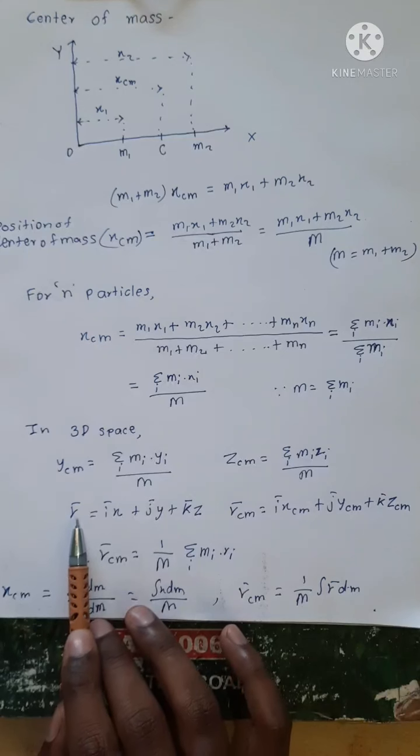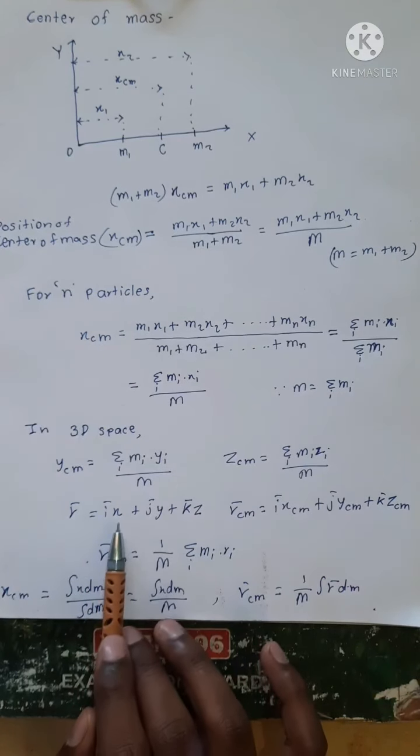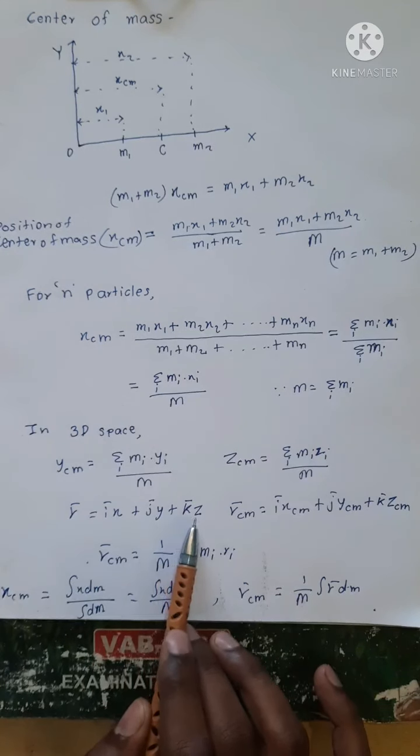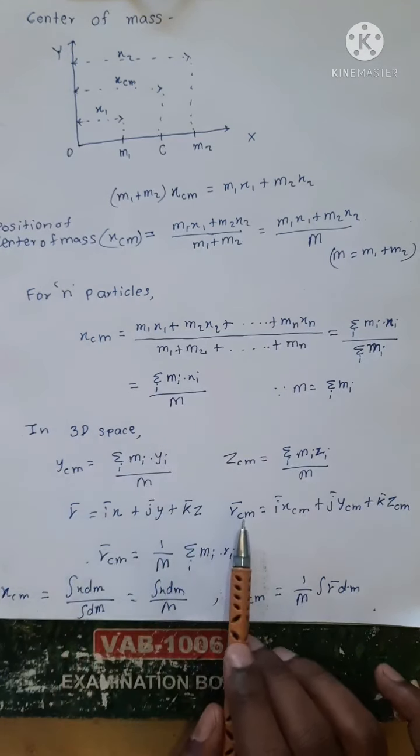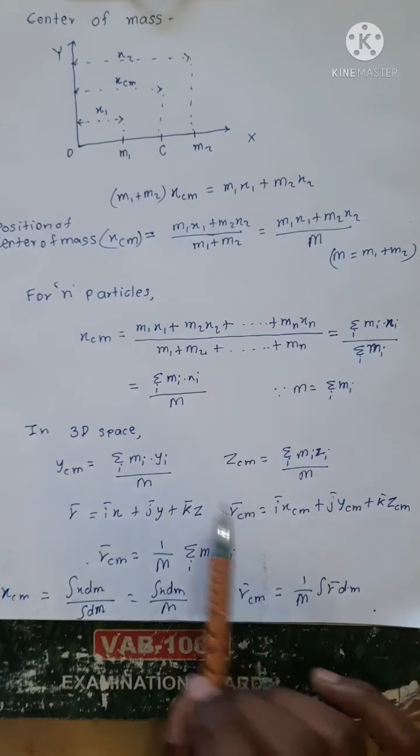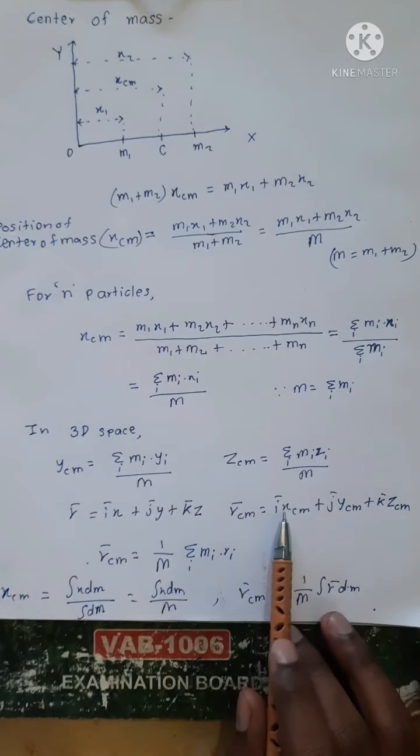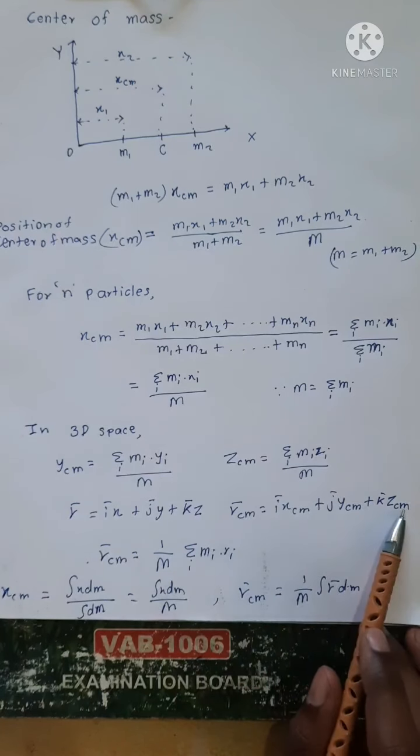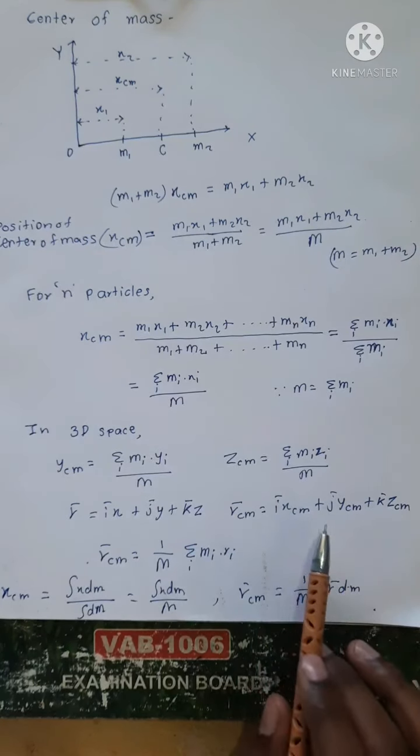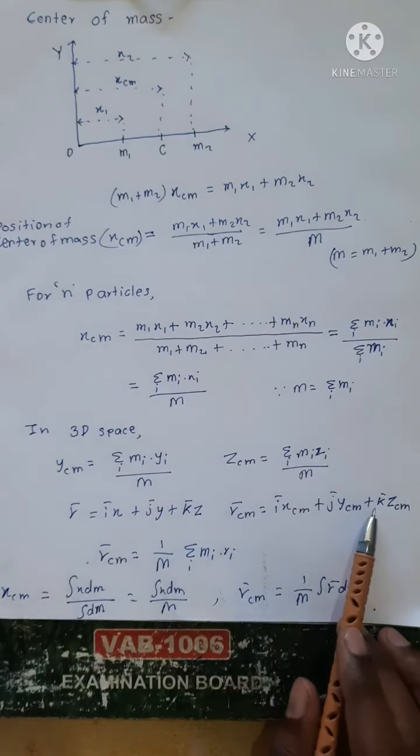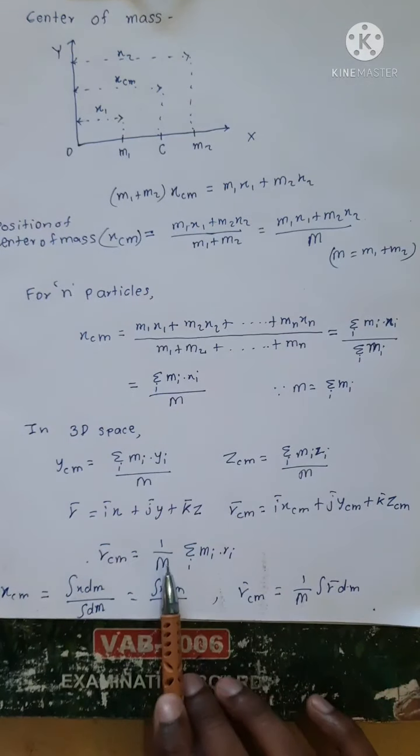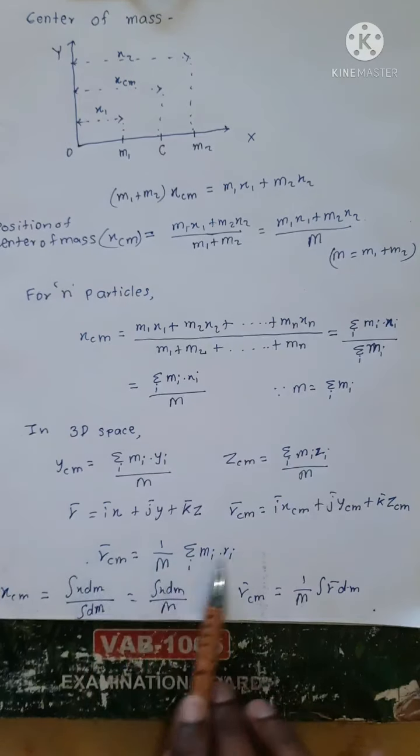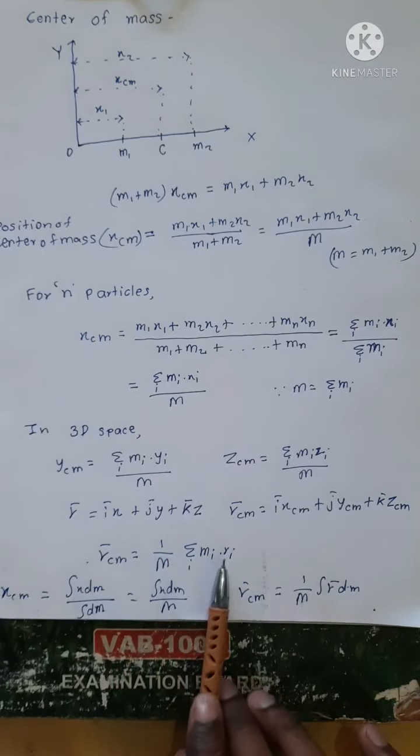Now we know r bar, and we can write it in terms of its rectangular components: i bar x plus j bar y plus k bar z. We take the position vector r bar of the center of mass and write all the rectangular components, that is x_cm, y_cm and z_cm, along with their respective unit vectors. We can realize it as the summation over m_i r_i, so we can take the position vector of the center of mass like this.